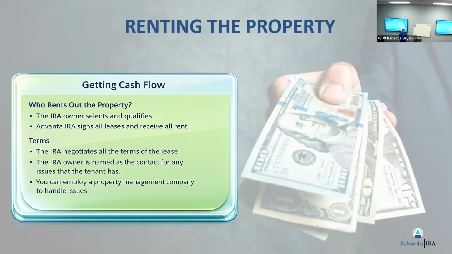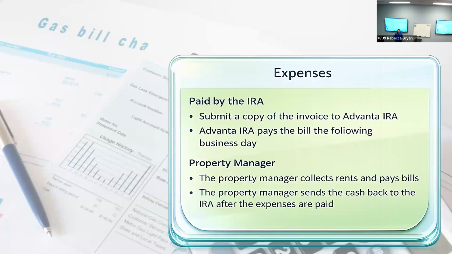So we're aiming to get that cash flow back into the self-directed IRA over that time. That's for renting a property in a self-directed IRA and why that ultimately makes sense. Now, as far as expenses, this is the other side of the coin. If I own a piece of real estate in my self-directed IRA, the IRA is going to be responsible for those expenses as well.